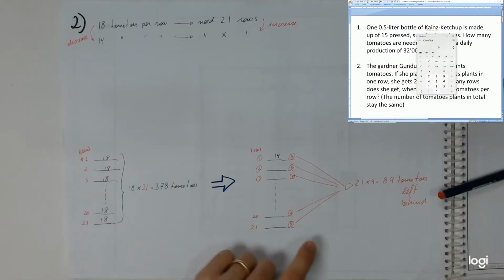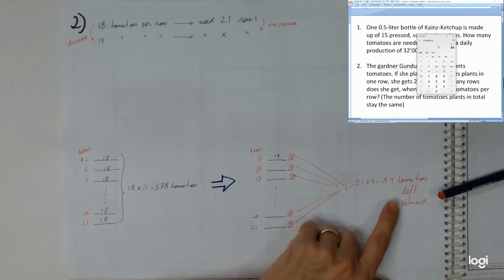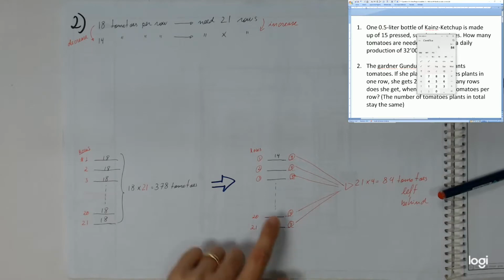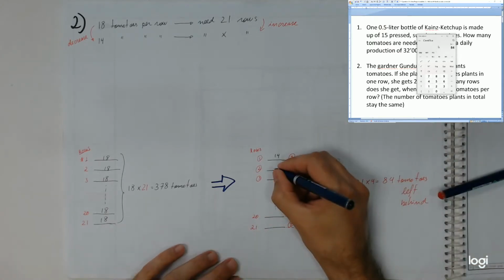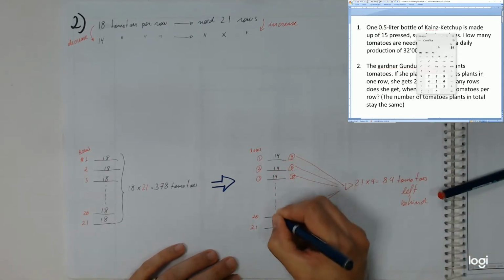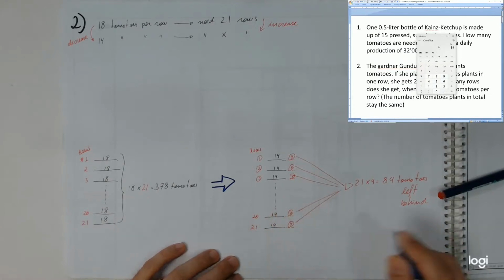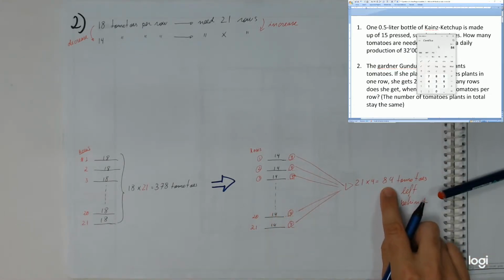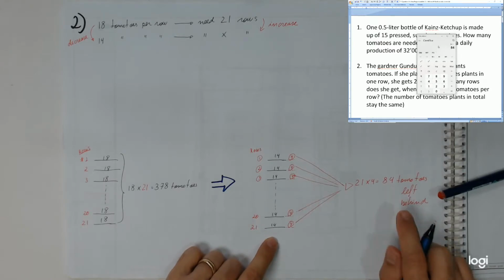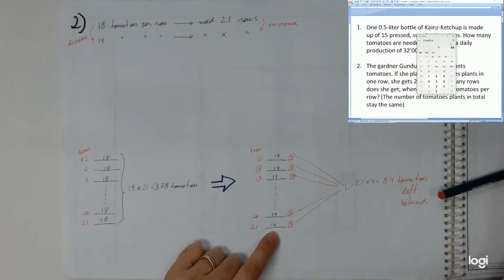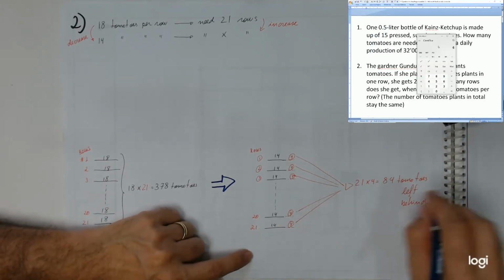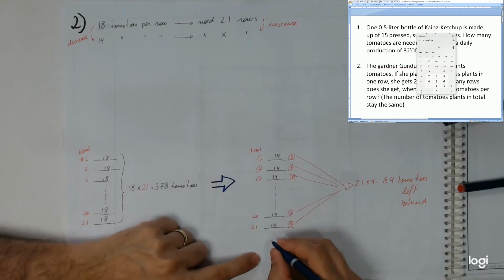Let's make 84 divided by 14, right? Because she's putting 14 on each one. She still has 84 left, and each row must be 14. So 84 tomatoes left, distributed among 14. 6 more. So she is going to need 6 more.